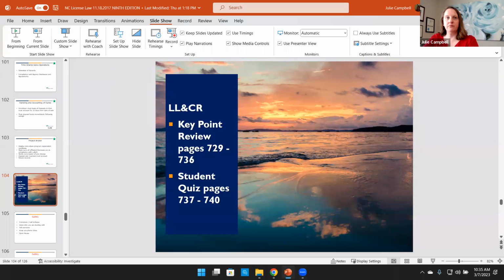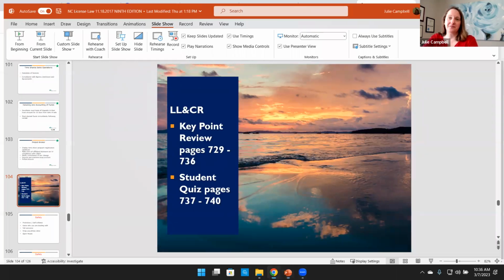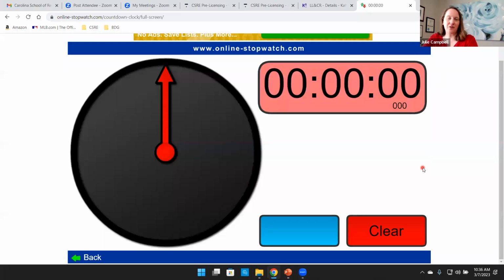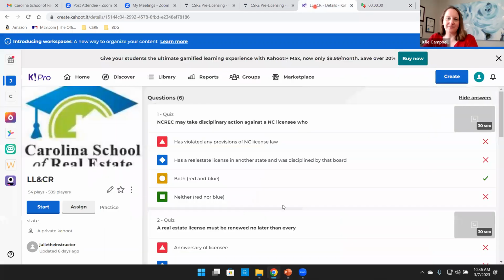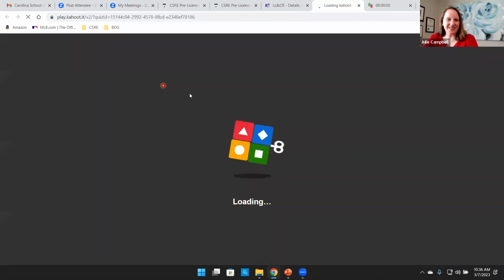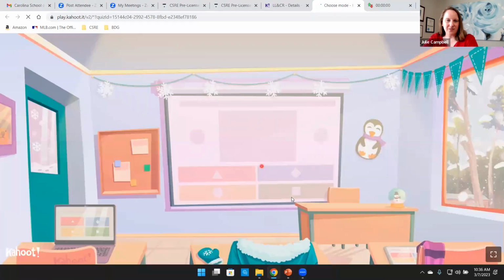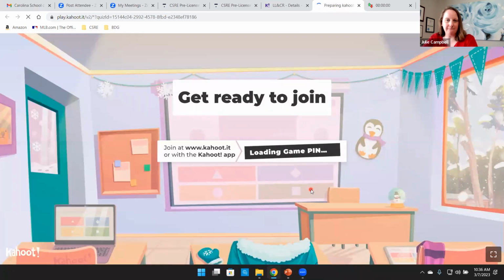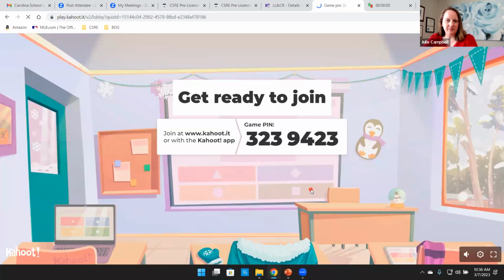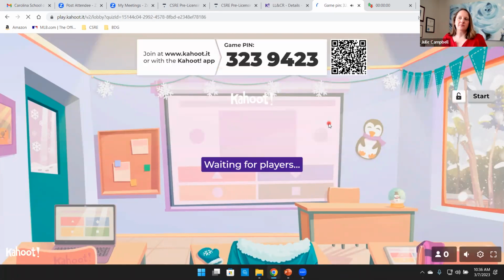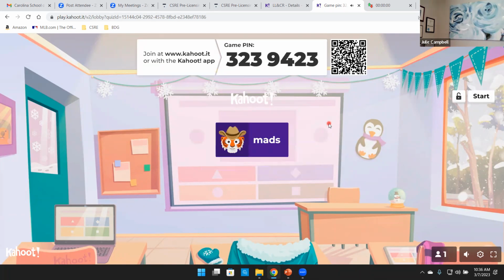Y'all want a Kahoot? This is like our last Kahoot. Let's try to hold back the emotions. I know. All right, so this is our license law and commission rule Kahoot. Let me get you guys a QR code. You're going to scan that, put your name in, go onto the app or the website, there's your game pin.